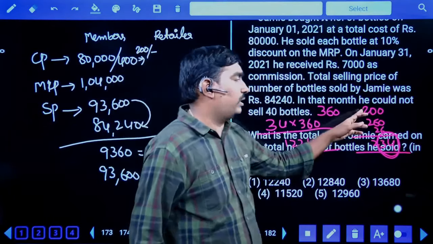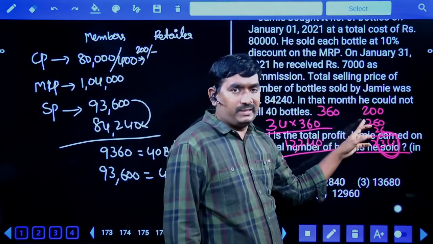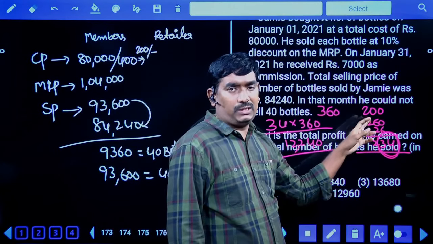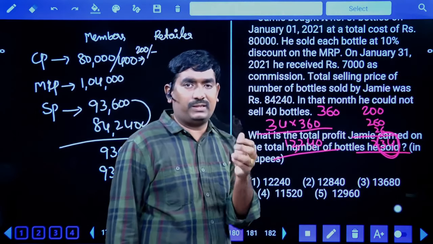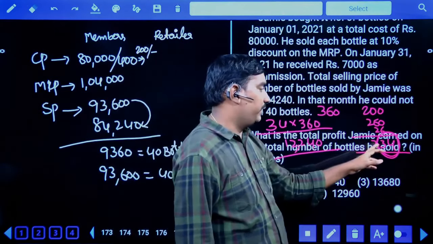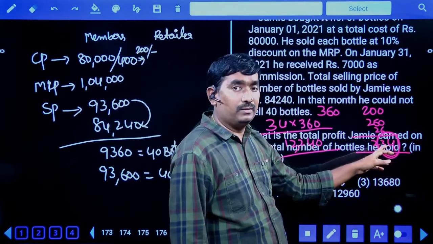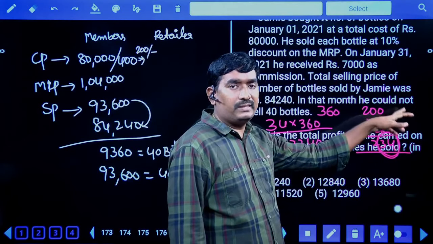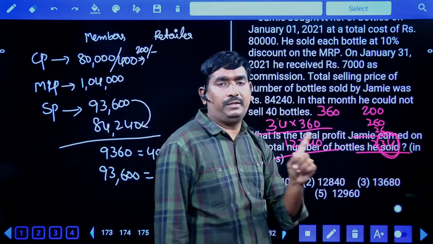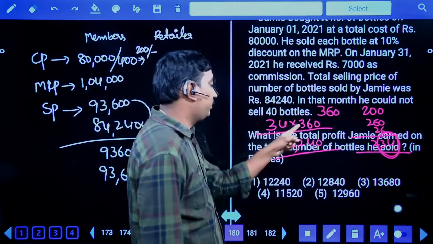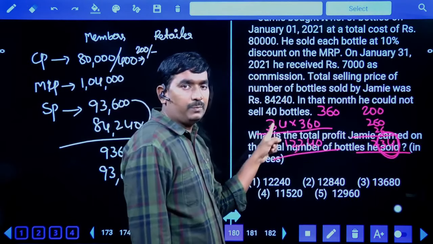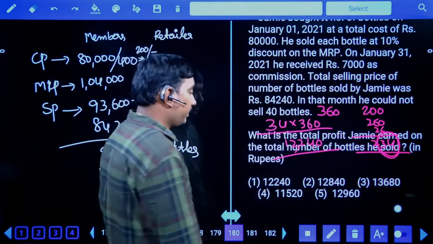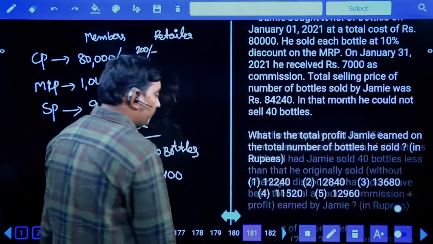Cost price 200. MRP 30% extra means 260. 10% discount given. On 260, 10% means 26 rupees discount given. Selling price of each bottle is 234 rupees. Cost price 200, selling price 234 means there is a profit of 34 rupees on each bottle. Like that he sold 360 bottles. On each bottle 34 rupees profit. On 360 bottles, 12,240 rupees. Next.